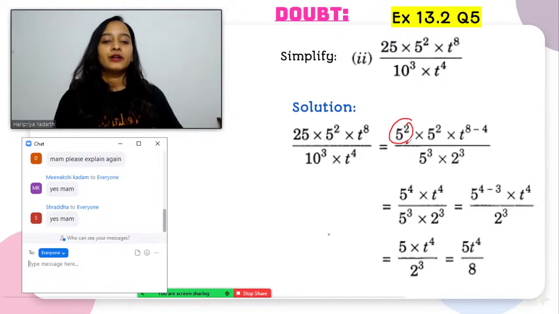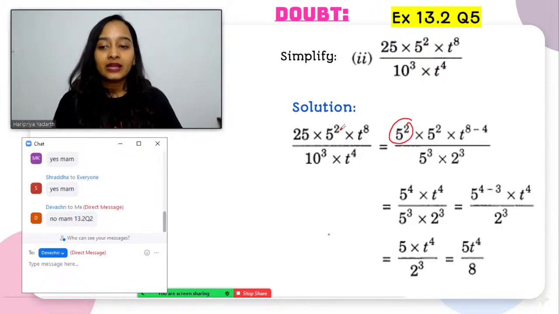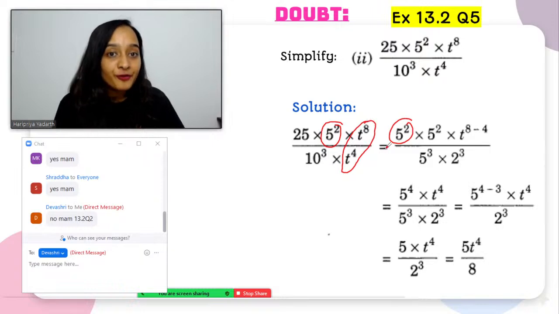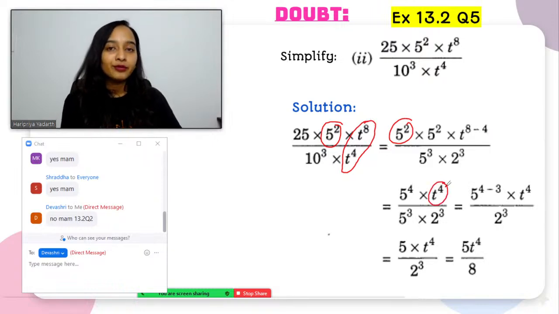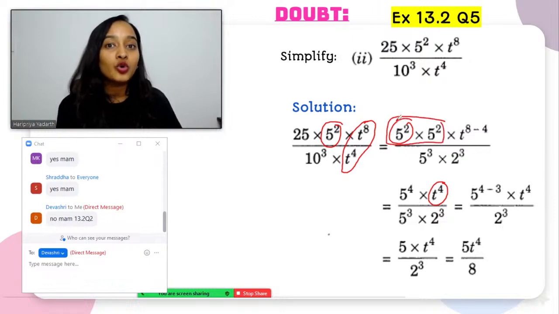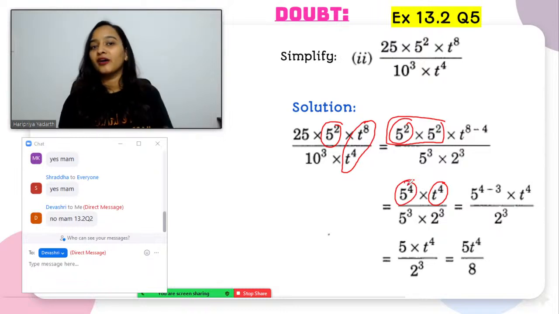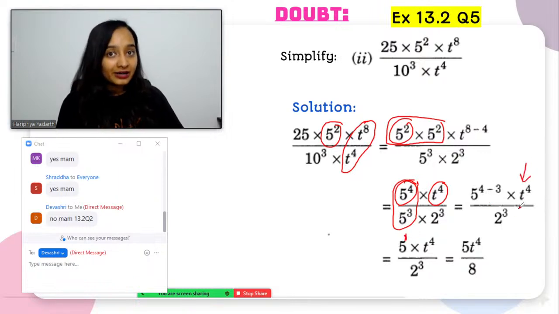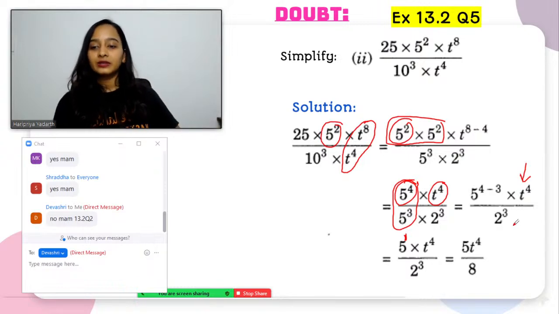Okay? Now, so 25 can be written as 5 square. This 5 square will be as it is. And here t to the power 8 minus 4. Correct? So that will be t to the power 4 here. Now here what is happening? The bases are the same. So keep the base as it is and you add the exponents. You will be getting 5 to the power 4, because 2 plus 2. And divided by 5 cube multiplied with 2 cube. Now, again, 5 to the power 4 divided by 5 to the power 3 will give you 5 to the power 1. Your t to the power 4 will remain as it is. 2 to the power 3 will also remain as it is. Okay?